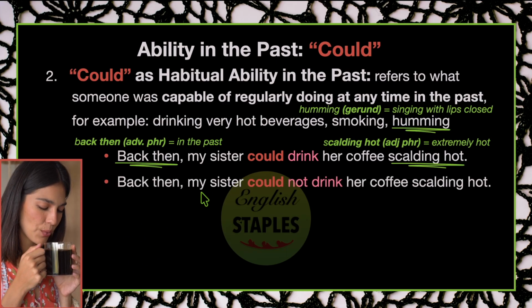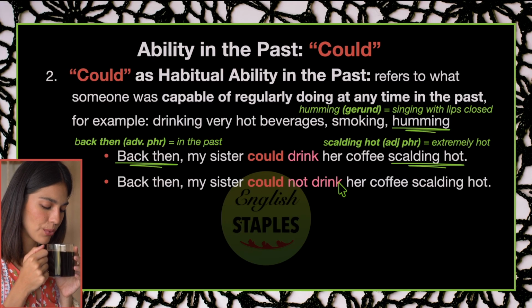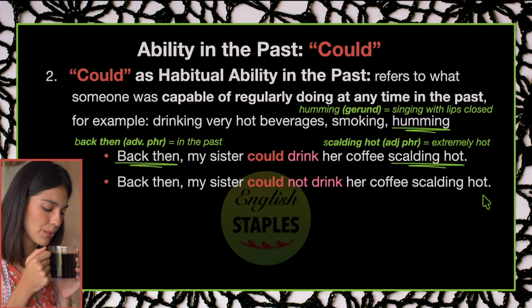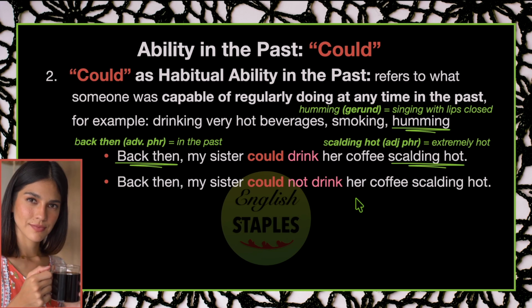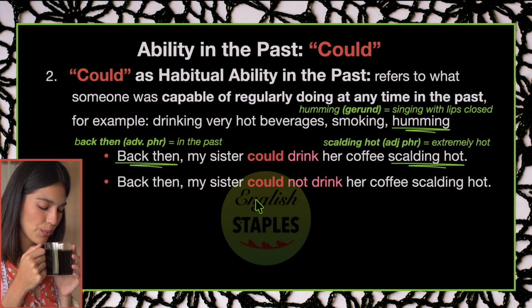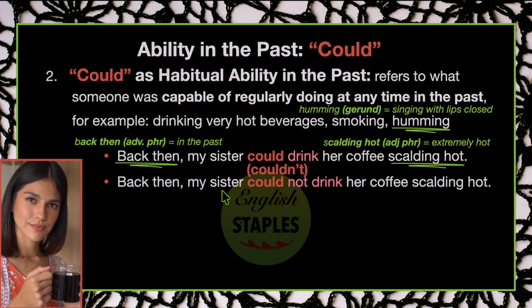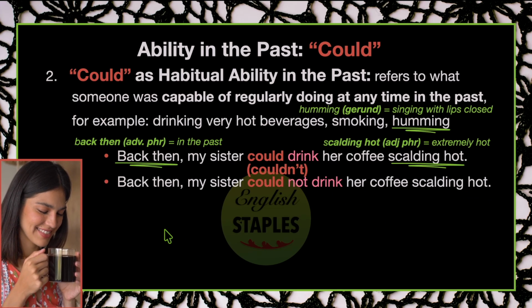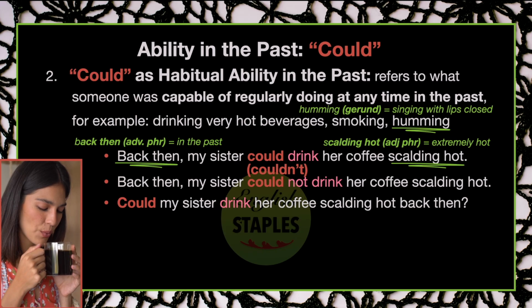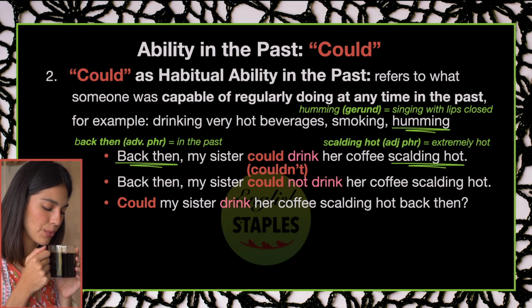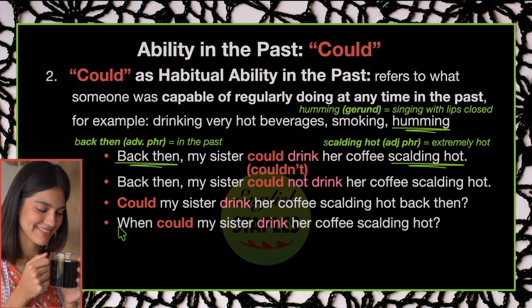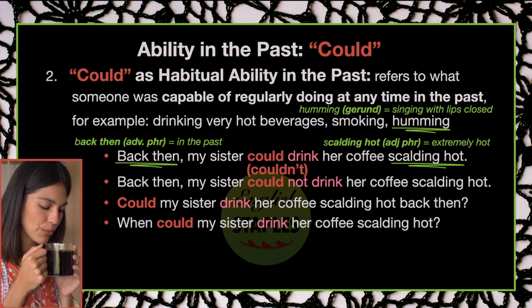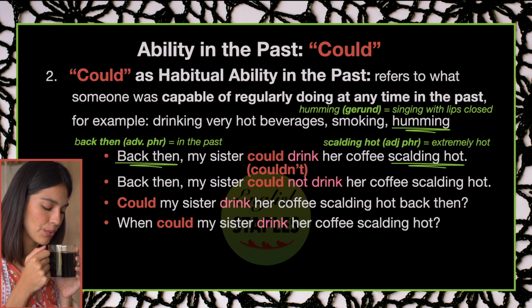Back then, my sister could not drink her coffee scalding hot. So this is the negative sentence. Or we could say, back then, my sister couldn't drink her coffee scalding hot. Yes, no question is, could my sister drink her coffee scalding hot back then? And then the WH question, when could my sister drink her coffee scalding hot?